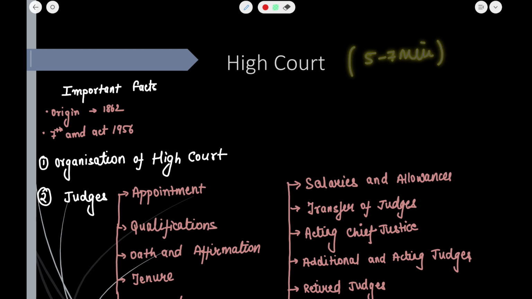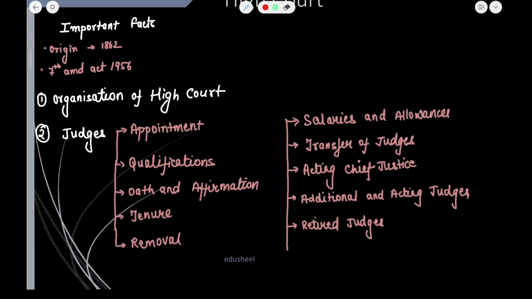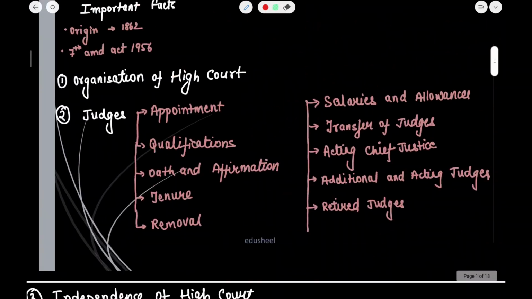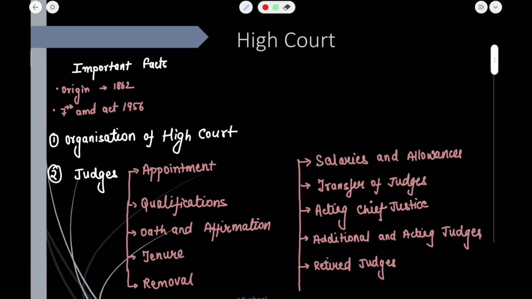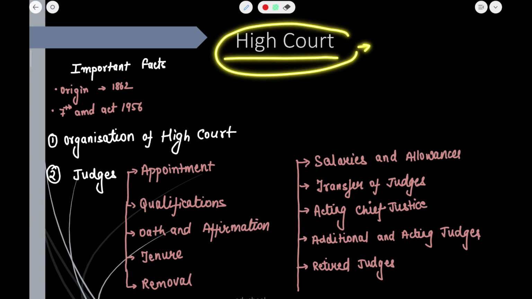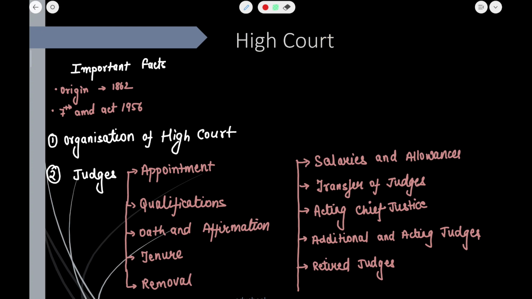First of all, I will give you the important explanation which is taken straight away from Laxmikanth. We will revise the things and then straight away we will solve the MCQs. What will happen is all of your understanding regarding the powers of the High Court and everything that is mentioned in the Laxmikanth book will be crystal clear. So it's a request that just watch this video for 5 to 7 minutes.